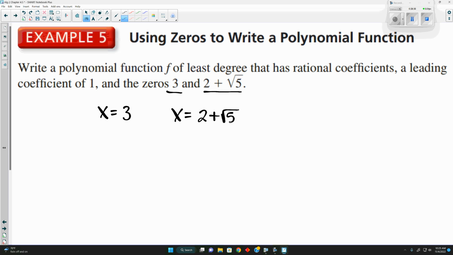Well, if 2 plus the square root of 5 is a solution, it also means what? x is equal to 2 minus the square root of 5. Because if a plus the square root of b is a solution, then a minus the square root of b is a solution. If we have one, we have to have the other. Questions on this here?